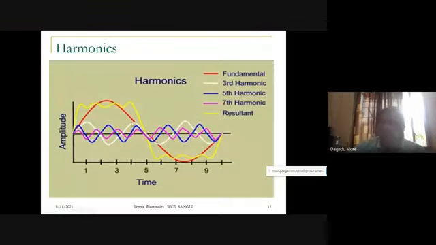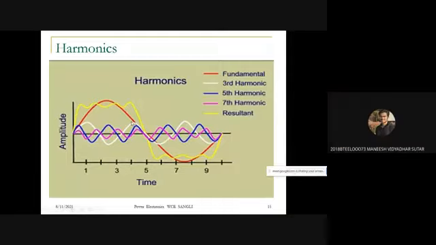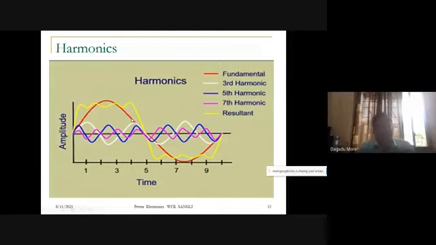So let us now concentrate. Is the slide visible? Yes, sir. Okay. So we can talk about harmonics when current is non-sinusoidal. Look at the yellow waveform. This is somewhat a square wave current, so it is a non-sinusoidal current.